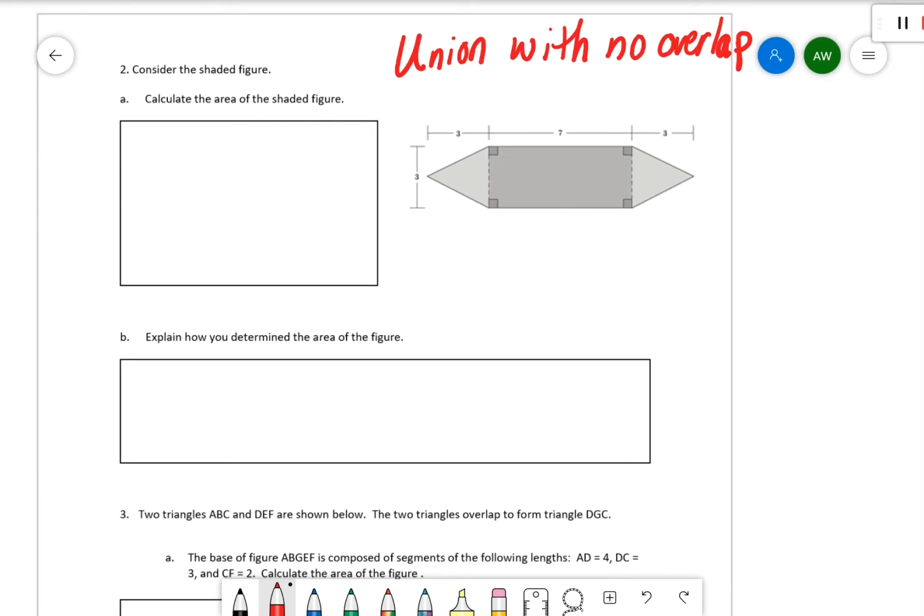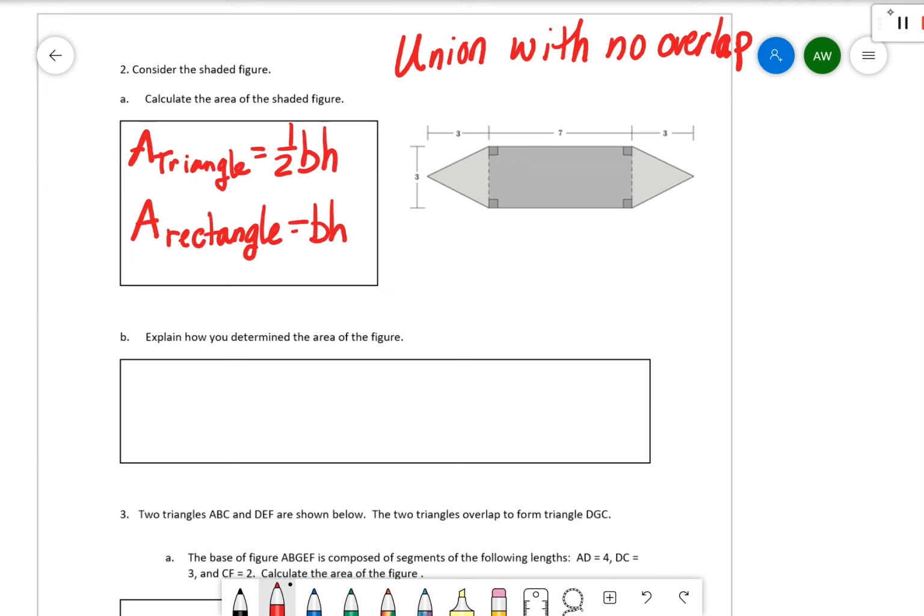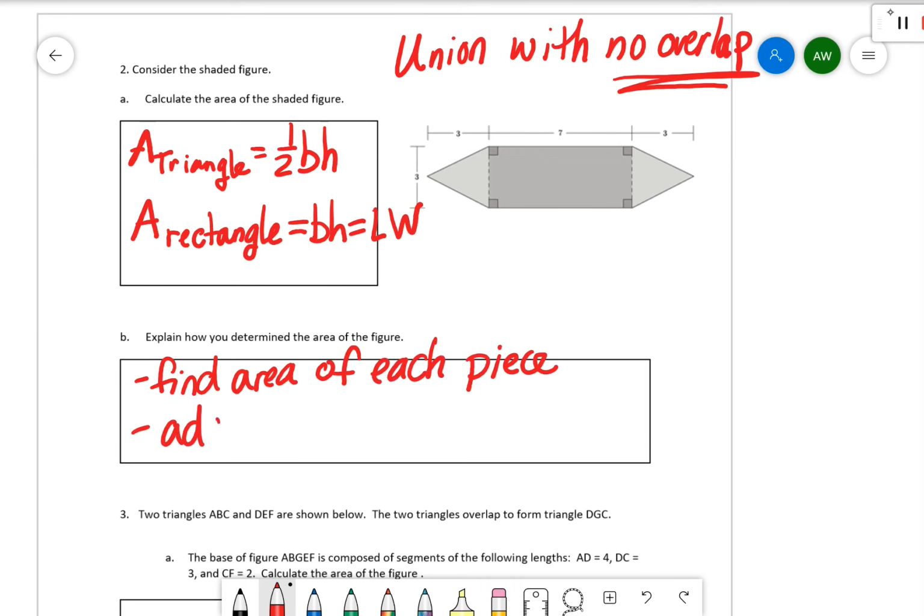Now we know the area formulas for those two triangles and the rectangle. The area of a triangle is 1/2 base times height, and the area of a rectangle is just base times height, or length times width. So if we don't have any overlapping sections, all we have to do is find the area of each piece and then add them together. So if we're explaining how we're going to do this, we're going to find the area of each piece, and then we're going to add the areas together.